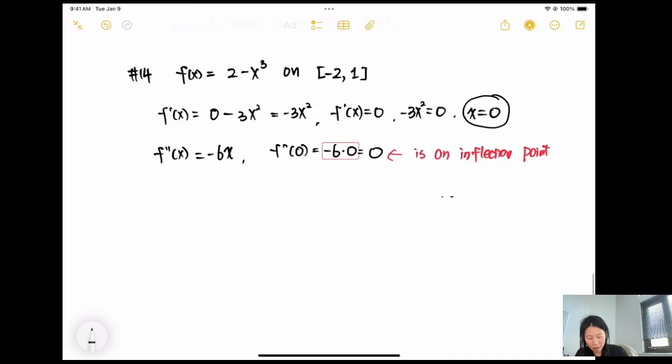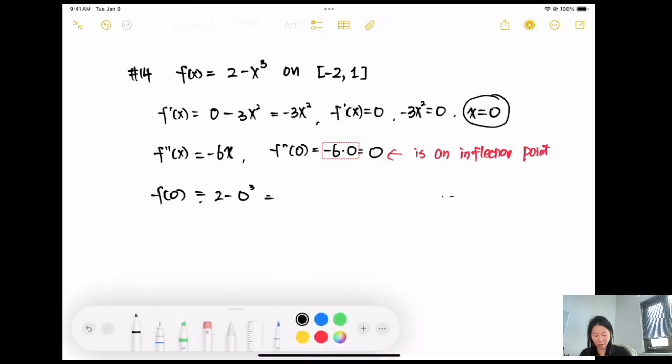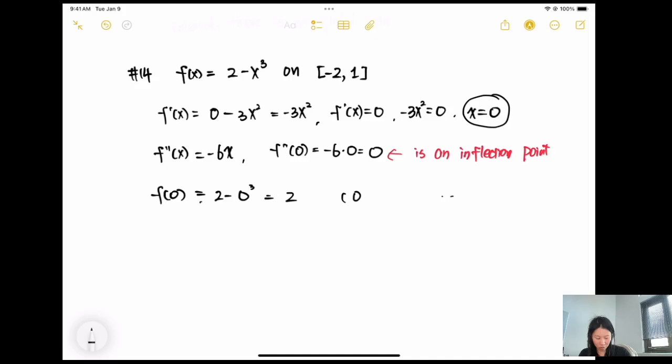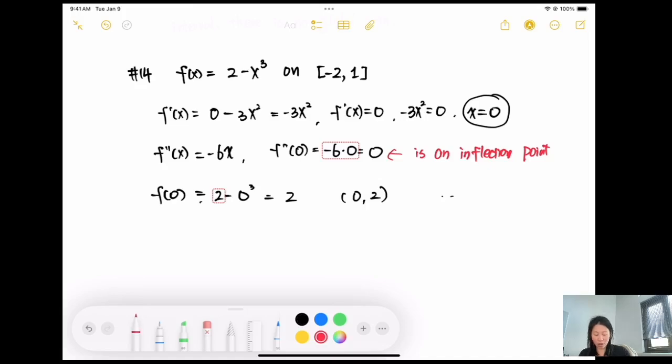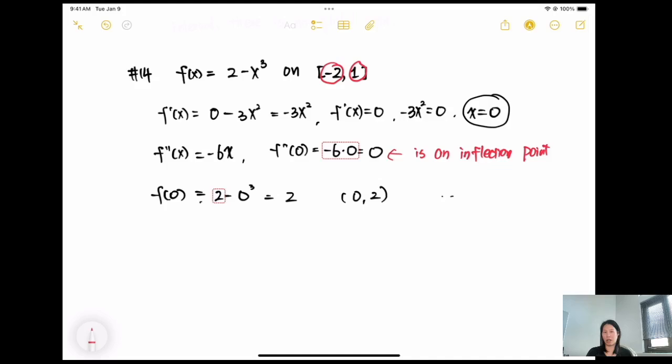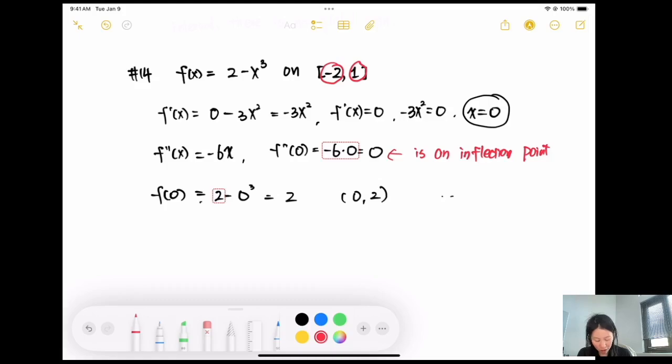So let's plug x equals 0 into the original function. I have 2 minus 0 to the third, which gives me 2. Sorry about that. So that means when x equals 0, y equals 2. Now, the other points we need to check are the two endpoints, -2 and 1, because these could be your minimum or maximum.